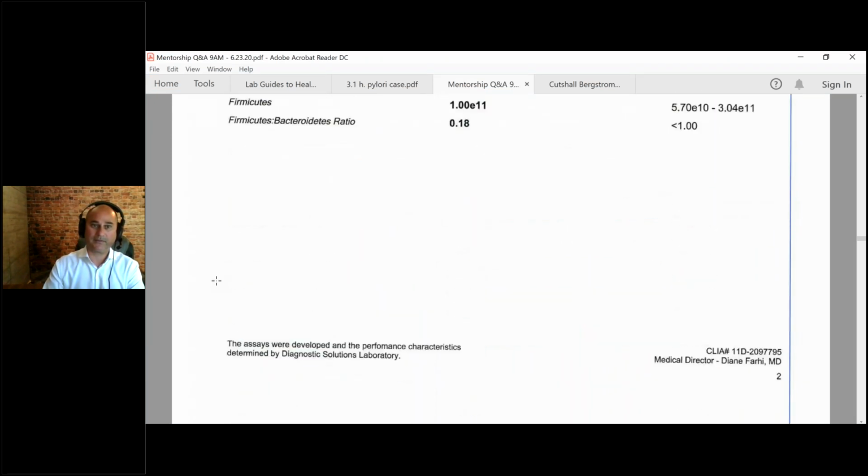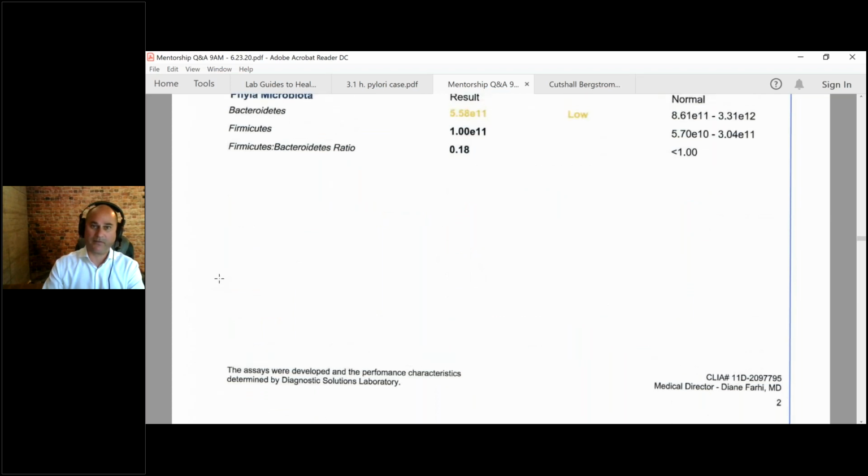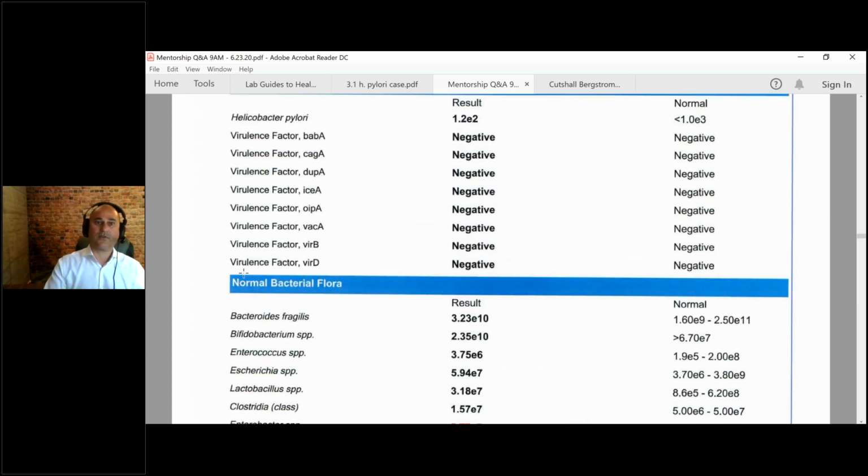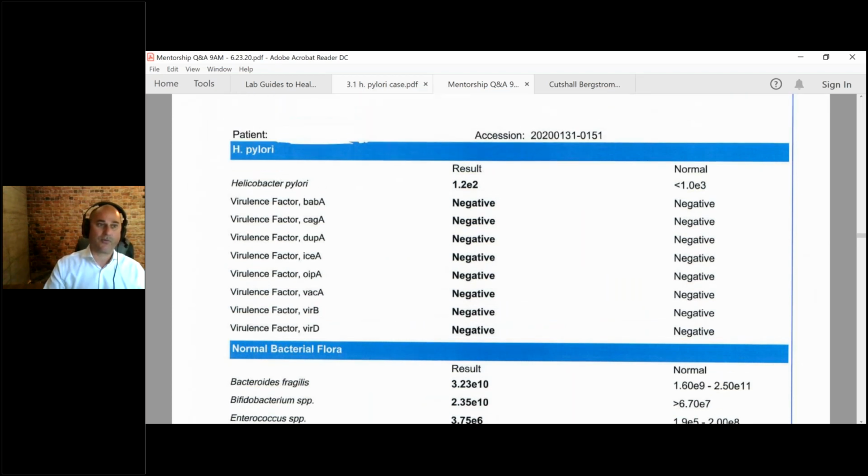Let me show you here, which may be a little confusing. So with H. pylori, the normal is anything below 1.0 e to the third, okay? And 1.0 e to the third is a fancy way of saying 3 zeros, right? So that's 1,000. So any number that's under 1,000 is considered normal. And this is 1.2 e to the second. E to the second is 2 zeros, so that's 120. So this person's H. pylori came back at 120. Anything under 1,000 is considered normal.